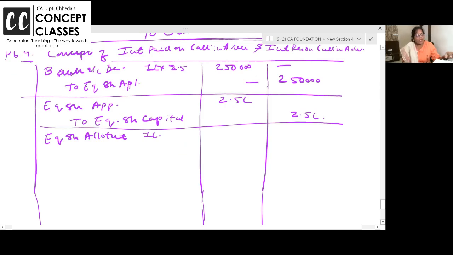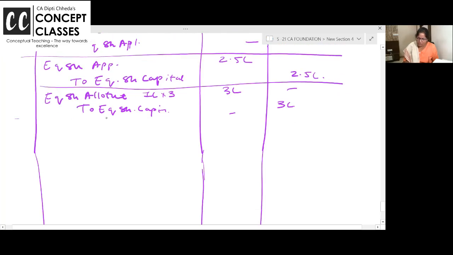Allotment due is happening. Allotment per share, check your problem number 9 on page 283. Look. How much is allotment due? 3 rupees. To equity share capital. 3 lakh. 3 lakh. Allotment due. Now, equity share allotment to capital, so it became due.